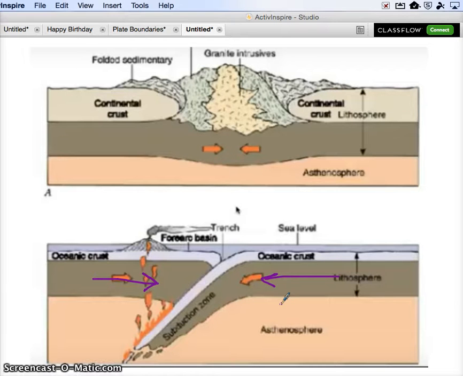If one piece is oceanic, when it collides, that oceanic crust will subduct because it is more dense than continental crust. When it subducts, it melts, creates magma, and that magma will rise, making volcanoes.